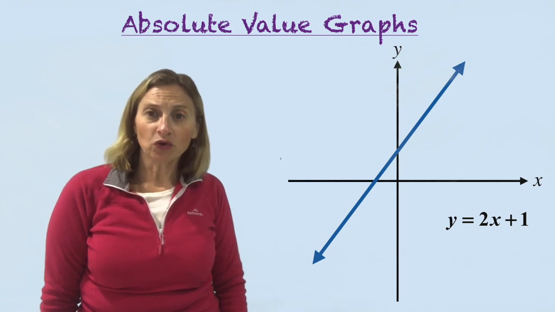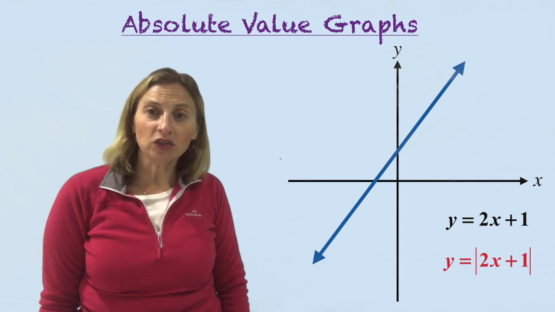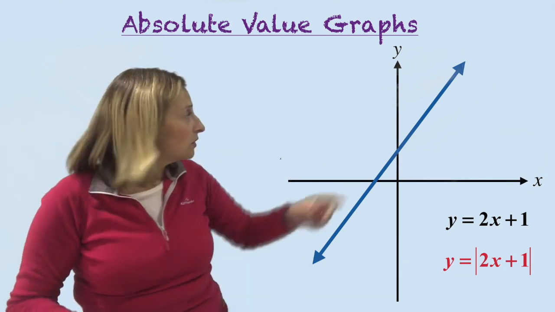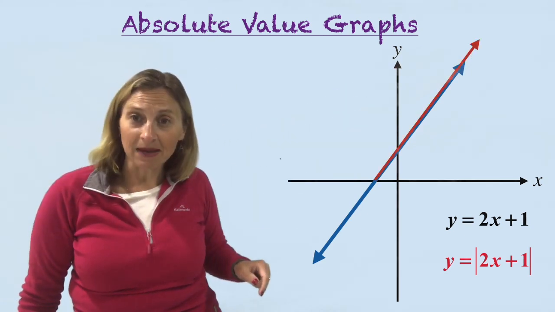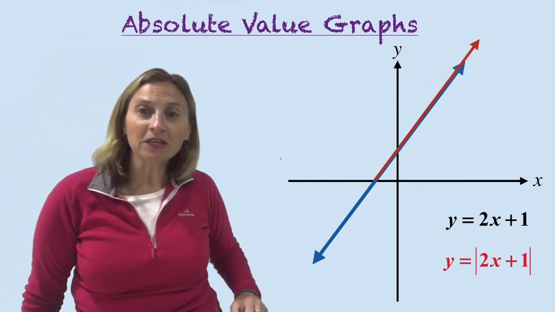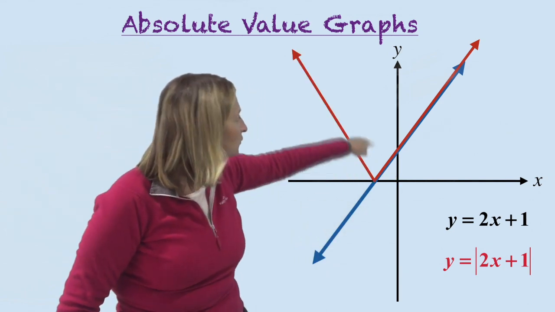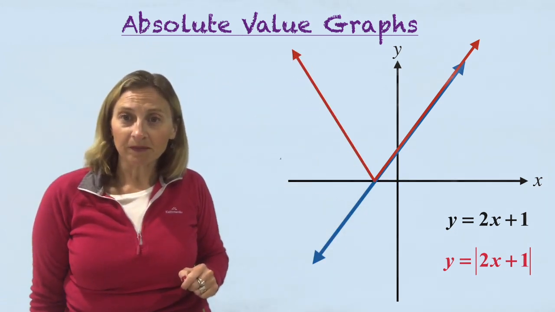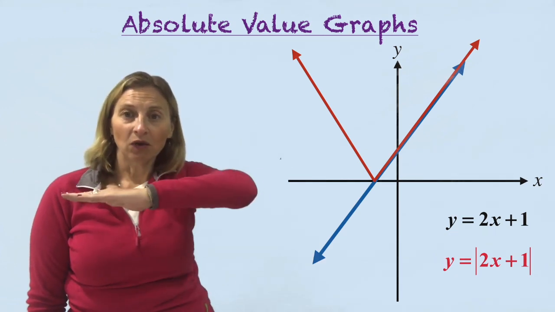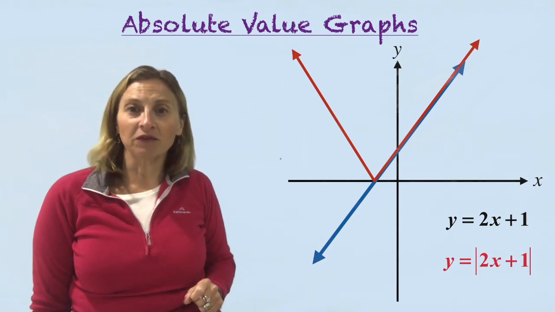Now, if I want to draw y equals the absolute value of 2x plus 1, what's that going to do? Remember that the absolute value makes everything positive. So the positive part of my graph stays the same, and the negative part, the bit below the x-axis, becomes positive. You draw the reflection about the line y equals 0. So the red graph ends up being the absolute value of 2x plus 1.